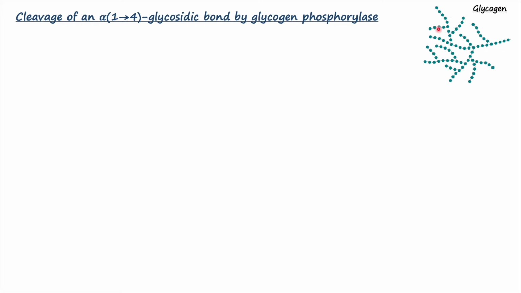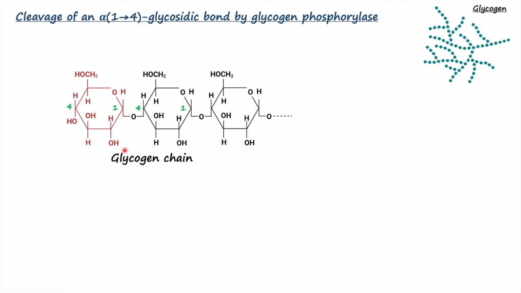So suppose here we have the glycogen molecule. Basically, glycogen is a multi-branched polysaccharide of glucose monomers. So these are multi-branched, and all these green dots are glucose monomers. So here if we look closely, these glucose monomers are linked to each other via alpha 1,4 glycosidic bonds.